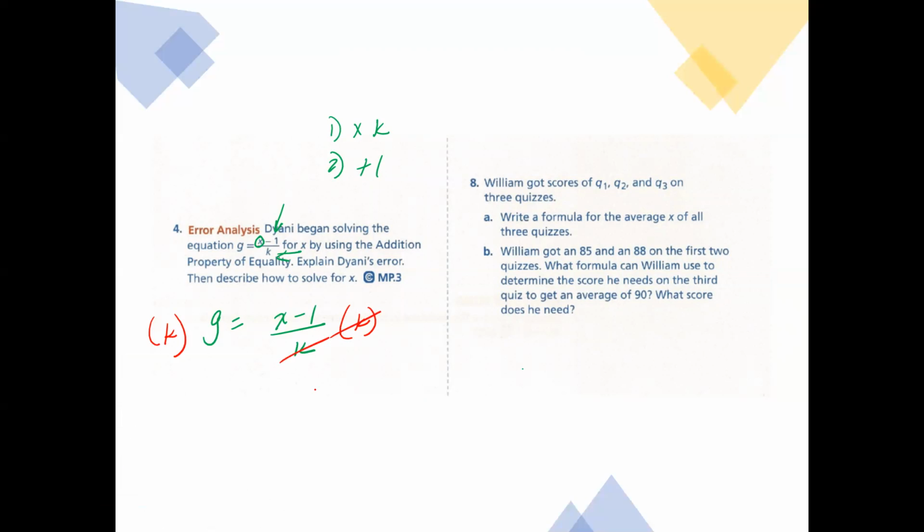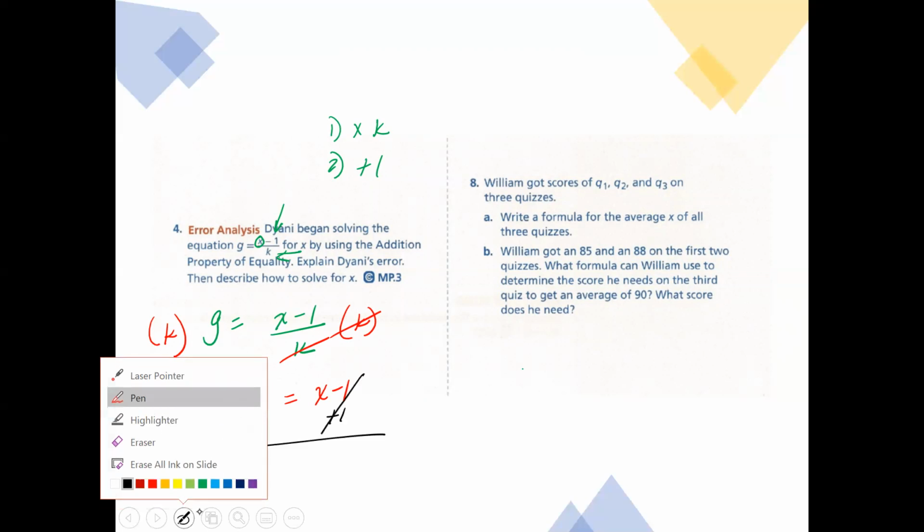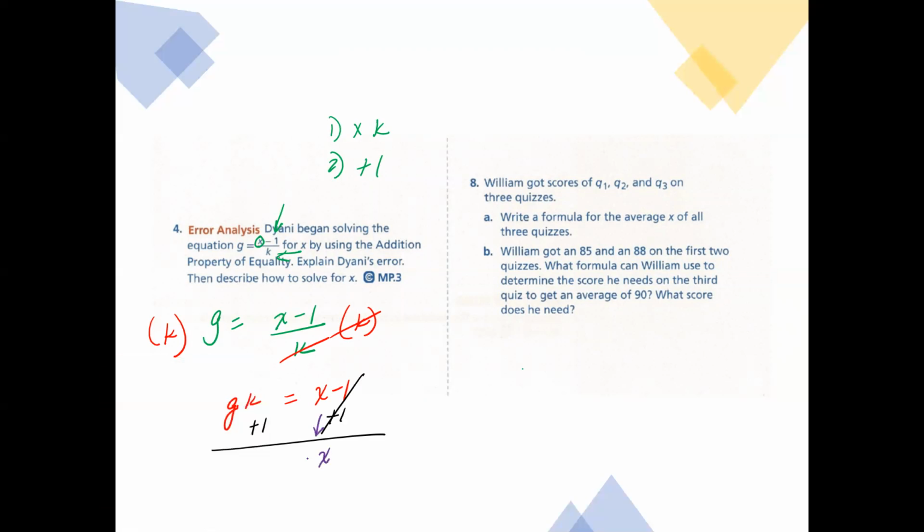Denominator cancels with the K. X minus 1 on the right side, A, B, C, D, F, G, H, I, J, K. So G comes first. I'm going to put this in alphabetical order, G times K. Then I want to get rid of the negative 1, so I'm going to add 1 on both sides. Positive and negative 1 cancel. Bring down the X.